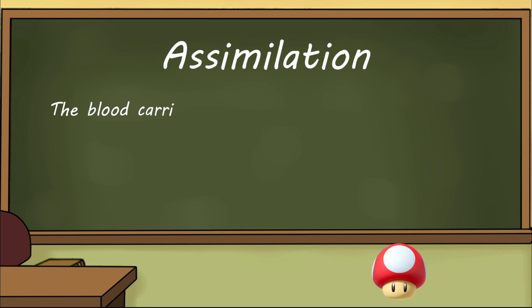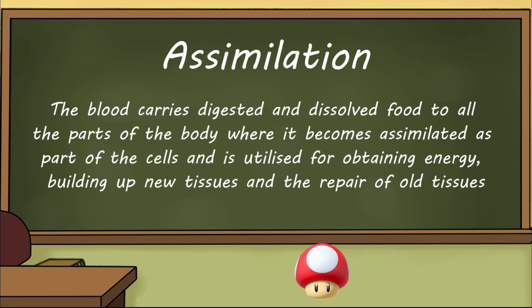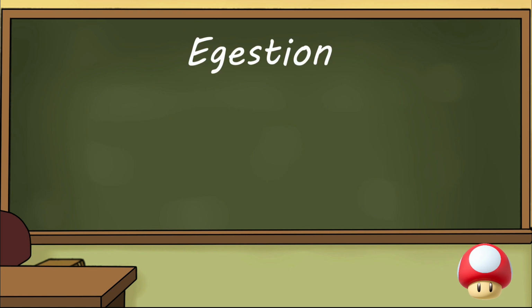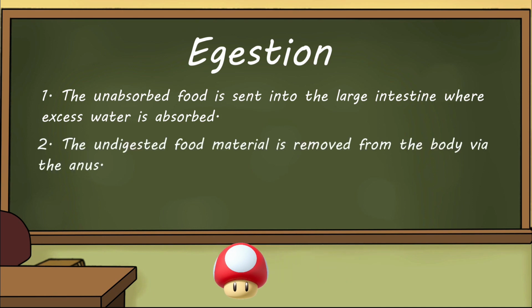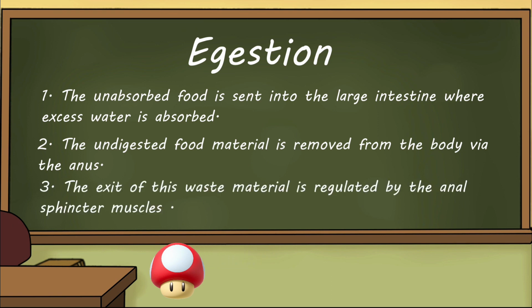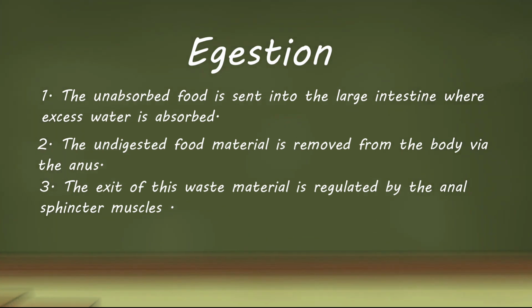Assimilation. The blood carries digested and dissolved food to all the parts of the body, where it becomes assimilated as a part of the cells and is used for obtaining energy, building up new tissues, and the repair of old tissues. Egestion. The unabsorbed food is sent to the large intestine, where the excess water is absorbed. The undigested food material is removed from the body via the anus. The exit of this waste material is regulated by the anal sphincter muscles.